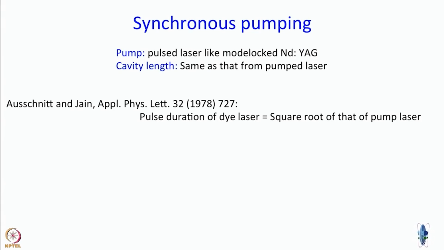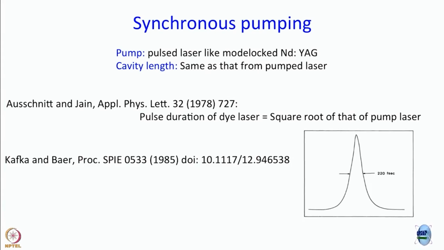The good thing is it is not very difficult to produce a pump laser which has say 20, 30, 50 picosecond full width at half maximum, but let us say you have a 25 picosecond pulse width laser that is used for pumping. Automatically the output of the dye laser is going to be 5 picosecond, right, the square root of that of the pump laser. I am asking you to believe me on this, we will not do the math. If you are interested, please read this APL paper from 1978. All right.